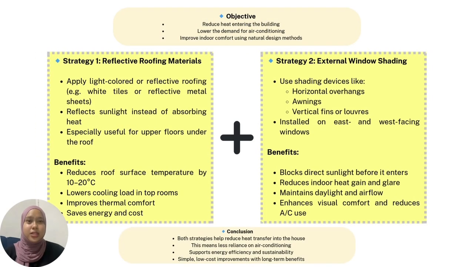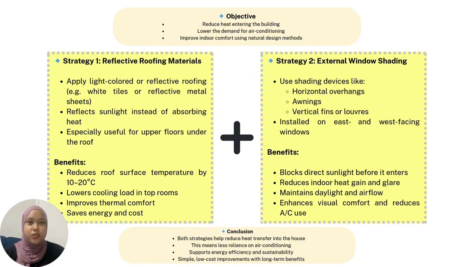Two effective strategies to reduce heat entering a building and improve indoor comfort using natural design methods. These strategies are reflective roofing materials and external window shading. The main objective of these strategies is to reduce heat entering the building, to lower the demand for air conditioning, and to improve indoor comfort using passive or natural design techniques.